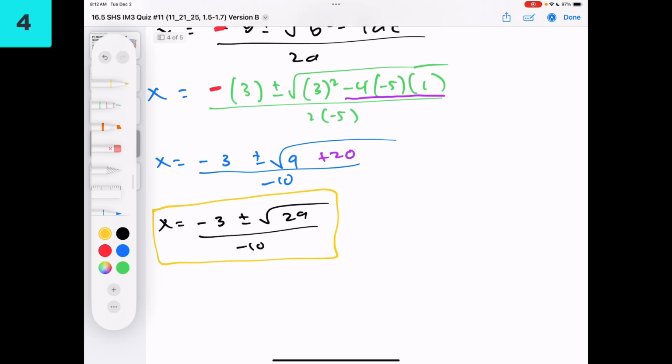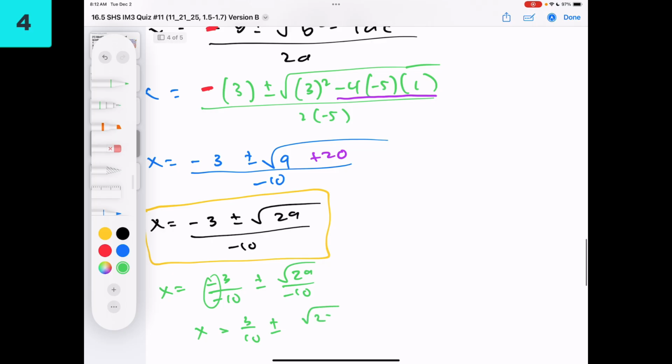This answer would suffice. If you wanted to break it apart, you could. You could do something like this, but not really needed. Two negatives, and then you have to deal with that negative later, but yeah, it's fine.